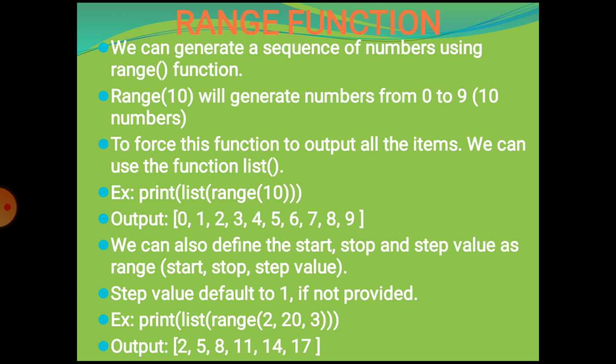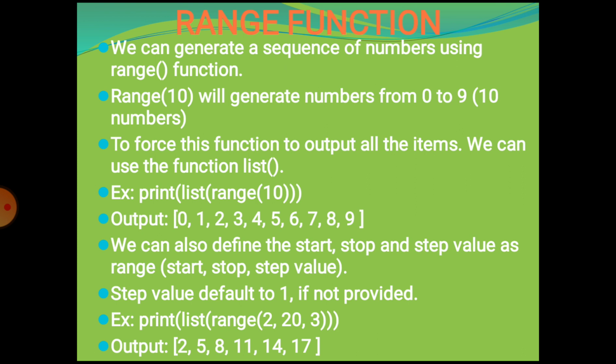Here is the output. We can also define the start, stop and step values in range. In the syntax of the range function, the first value is start, that is, where you want to start; then stop, then the step value, meaning how many values you want to increase by. The step value defaults to 1, which means that if it is not provided, it will increase by one in each iteration. Here is one example: print(list(range(2, 20, 3))).